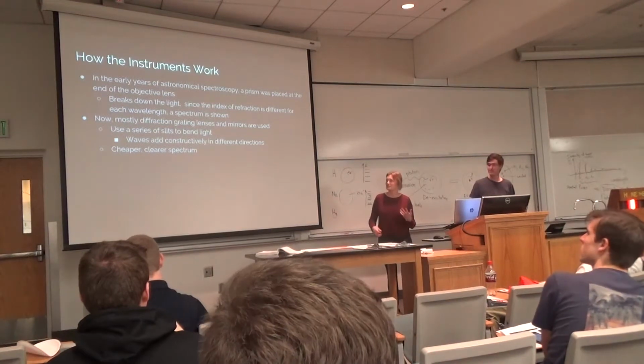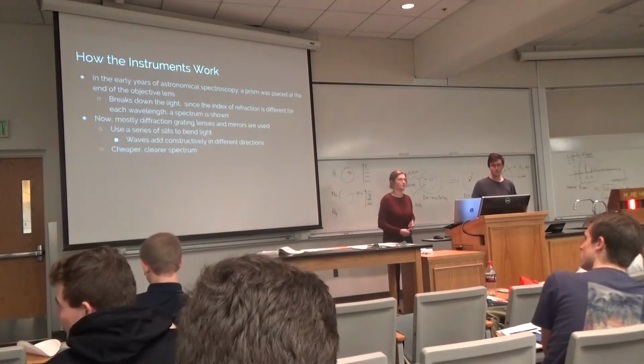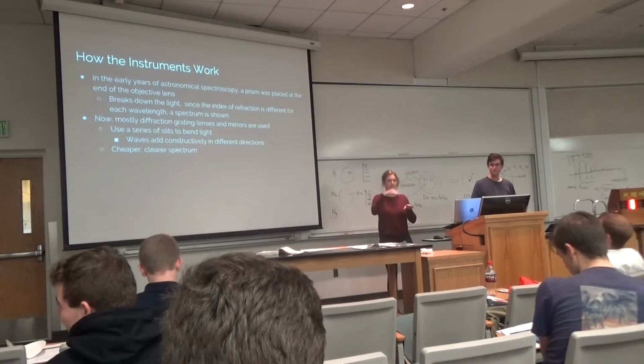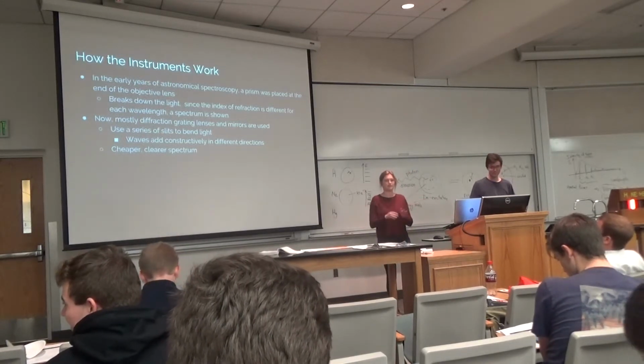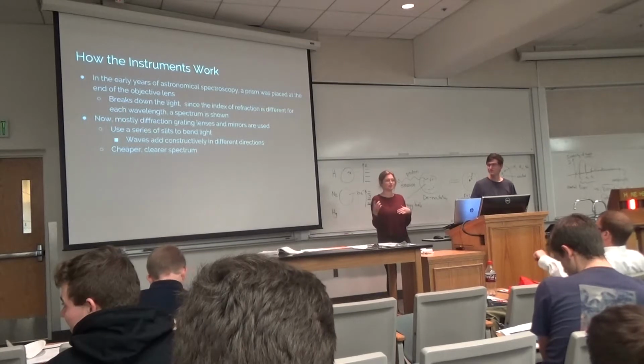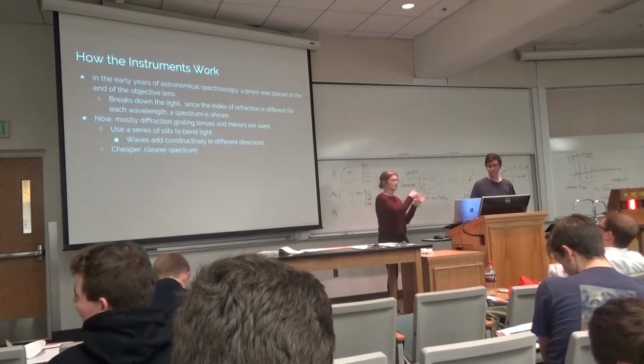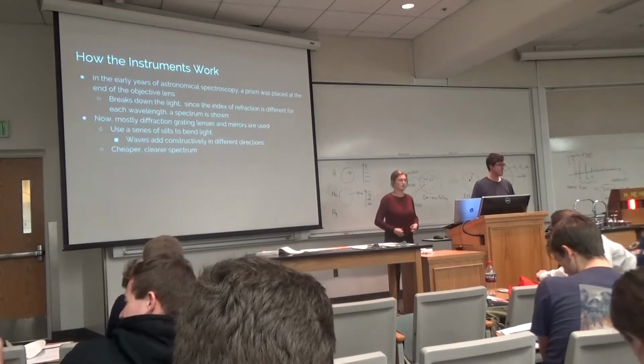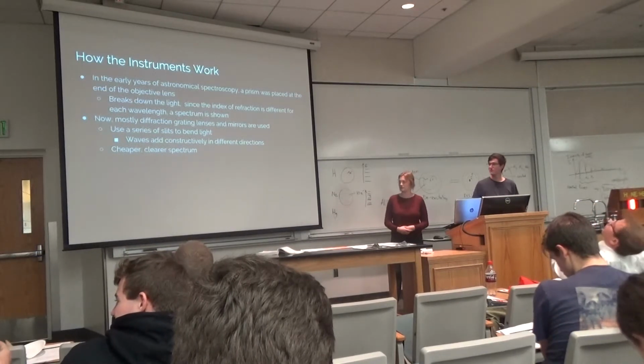This one's just about how the instruments work. At first they would just put a prism at the end of the telescope, and the way that works is the light goes in, and then different wavelengths of light have a different refraction angle, so it'll show up at a different spot. But now mostly they use a series of mirrors and then a diffraction grating.